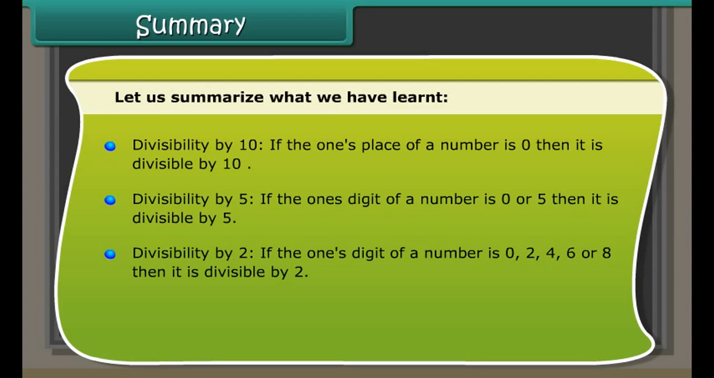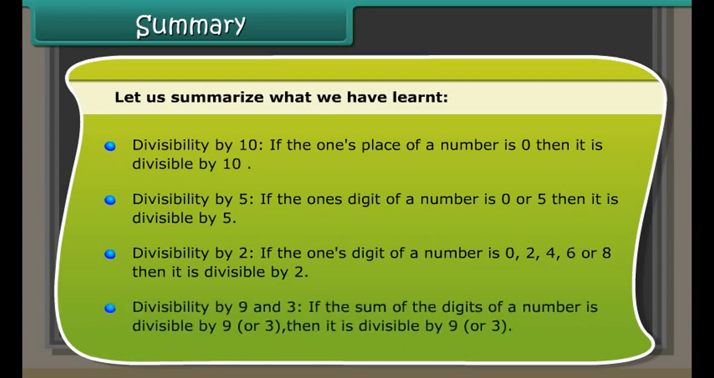Example: check the divisibility of 285751 by 9. Solution: the sum of digits 2 plus 8 plus 5 plus 7 plus 5 plus 1 is equal to 28. 28 is not divisible by 9. Therefore, this number is not divisible by 9.